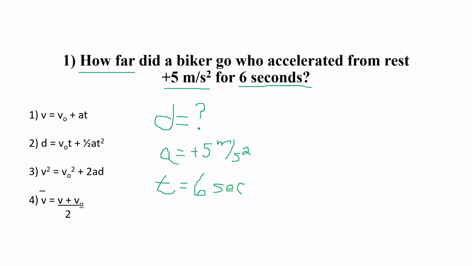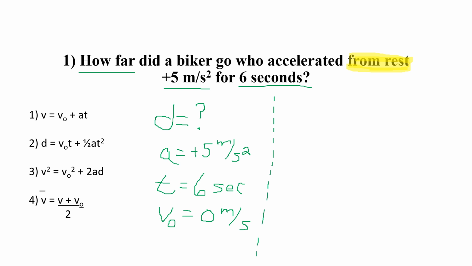Okay, I feel like I'm missing something. Well, you are. When I see from rest, that's going to give me a value just in word form. When I see from rest, I need to know that that means that the initial velocity is 0, or the v0 is 0 meters per second.